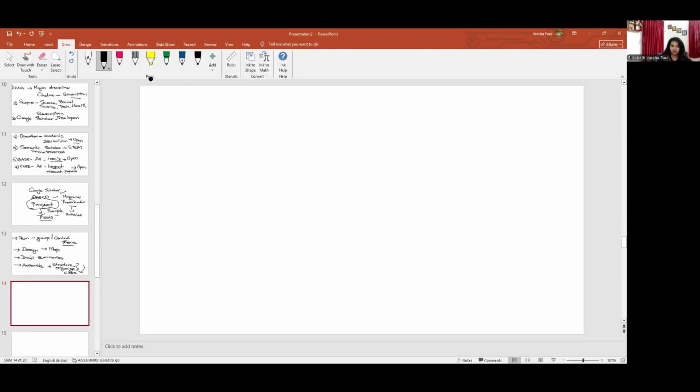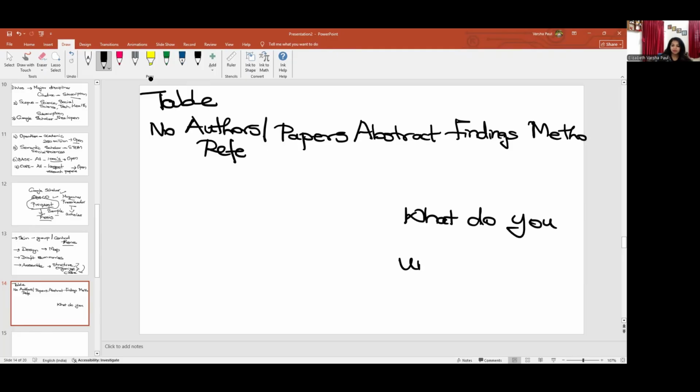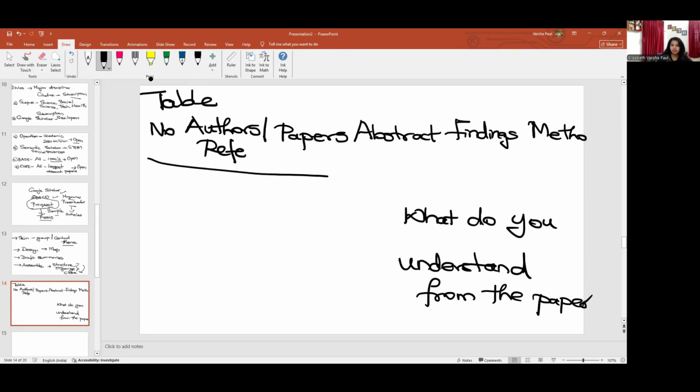An idea of how I did my literature review. First, I created a table. The table will have your serial number, authors, okay, it can be references also here, papers, the paper name, the title, it may be abstract, findings, and you can even add a section on methodology, and the most important one: what did you understand from the paper? So this is the table you can create.